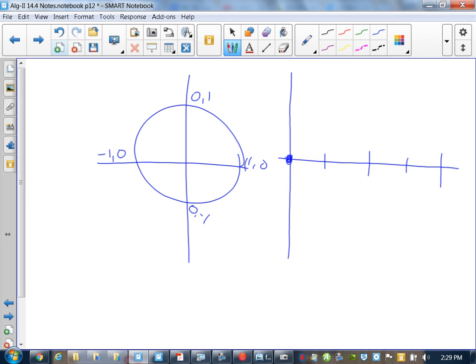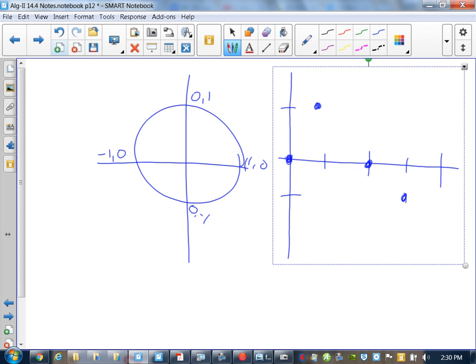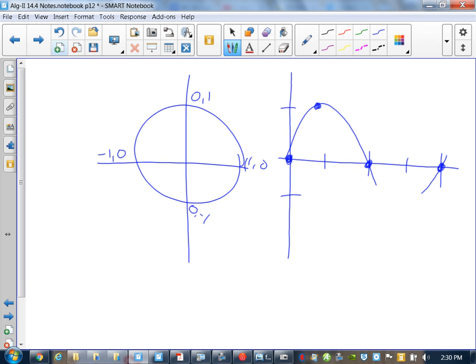At 0, sine starts at 0. At pi over 2, it moves to 1. At pi, it goes back to 0. At 3 pi over 2, it goes to negative 1, and it goes back to 0. So if you look at it graphically, the value of sine is never undefined. It's a continuous function. There's no asymptotes to it.